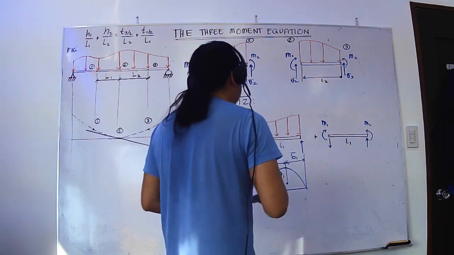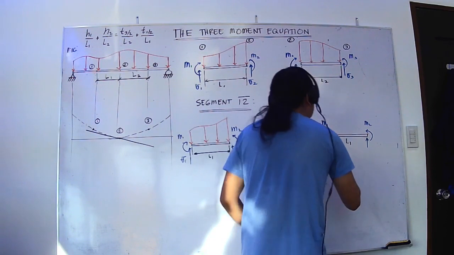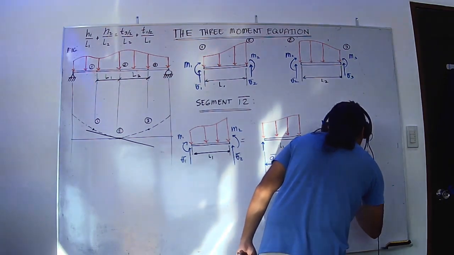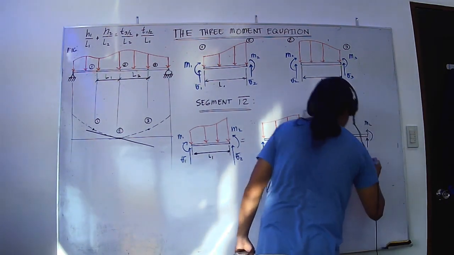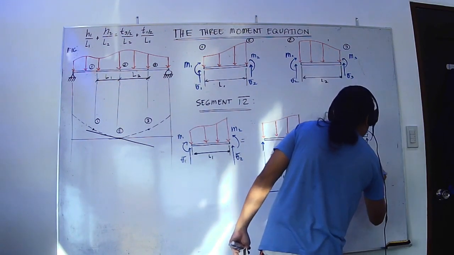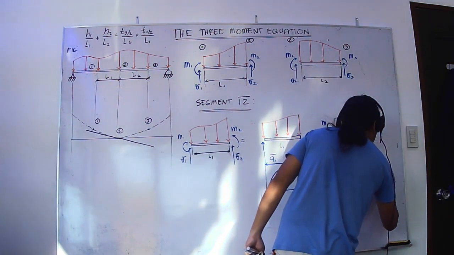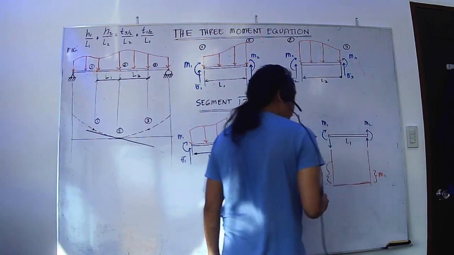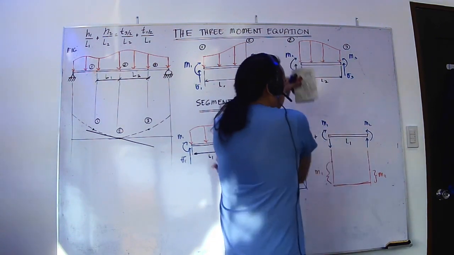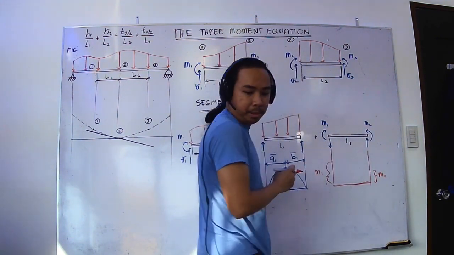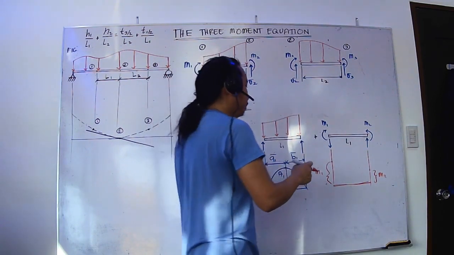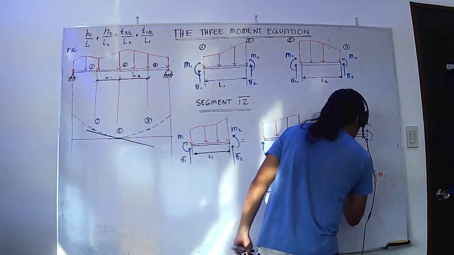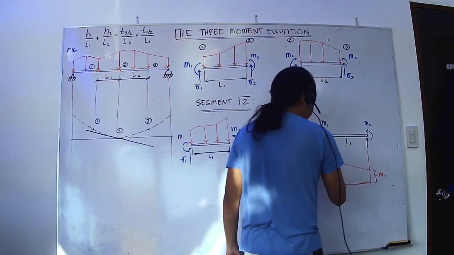Now, for this case, if I were to draw the moment diagram, it will look something like this. Assuming that M1 is the bigger moment, M2 is somewhere here, okay? Since it's a descending load, the area generated is negative. So if it's negative, the positive moment here is larger. It will look something like this. This is M1, this is M2.